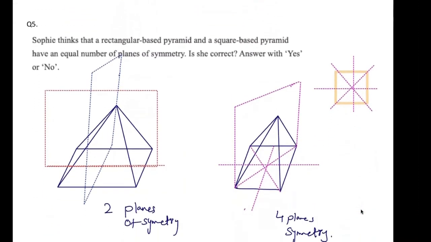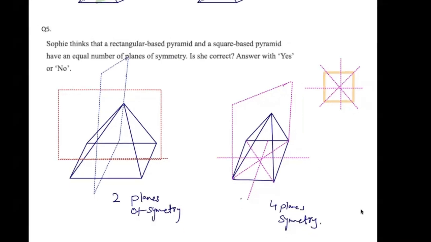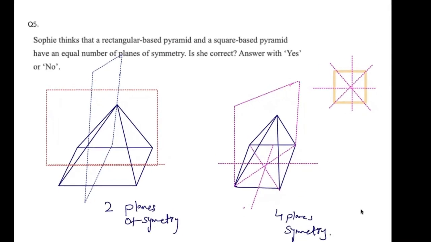Sophie thinks that a rectangular base pyramid and a square base pyramid have an equal number of planes of symmetry. Is she correct? Answer with yes or no. So I have drawn both the figures for you. This is a rectangular base pyramid and this is a square base pyramid. The rectangular base pyramid has a rectangle base, so it has only 2 lines of symmetry, vertical and horizontal, and hence it has 2 planes of symmetry only.